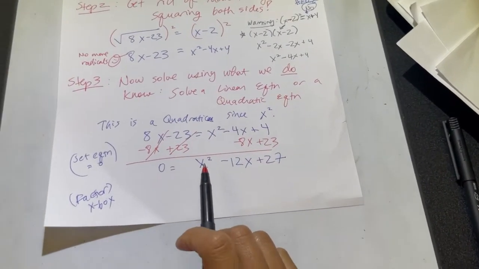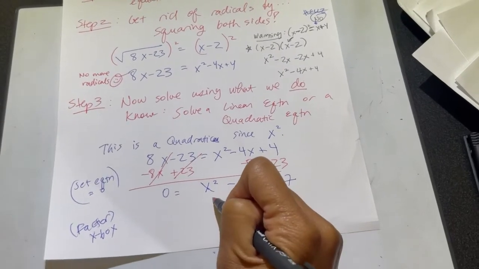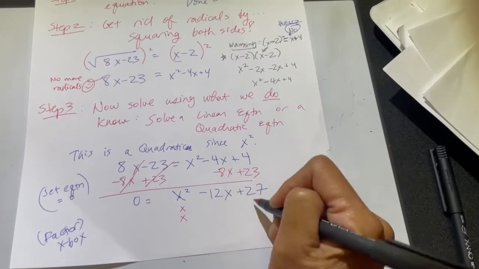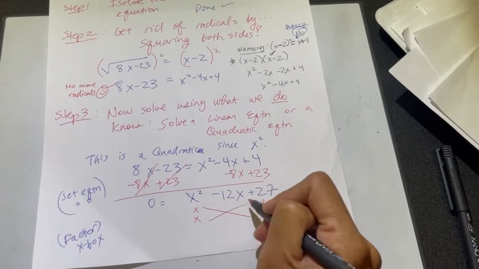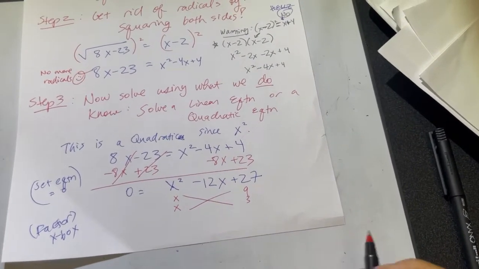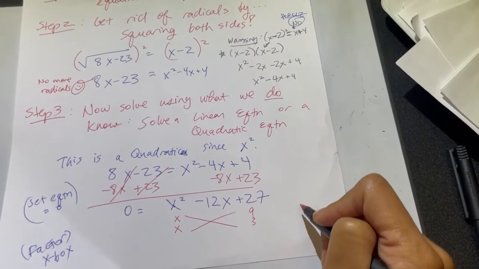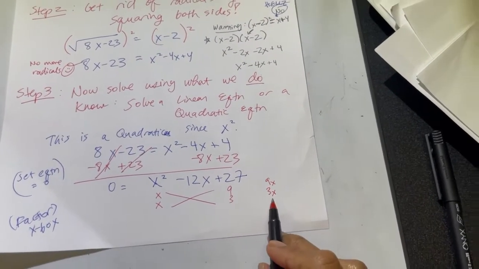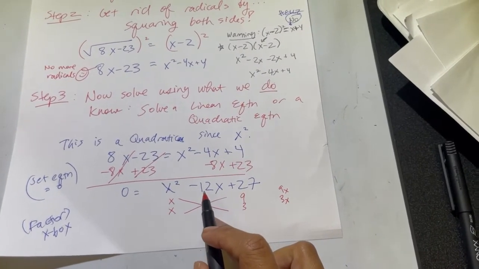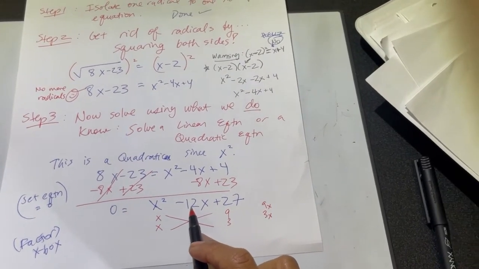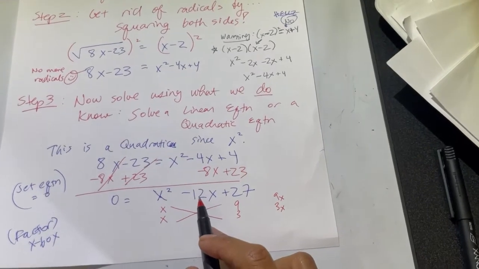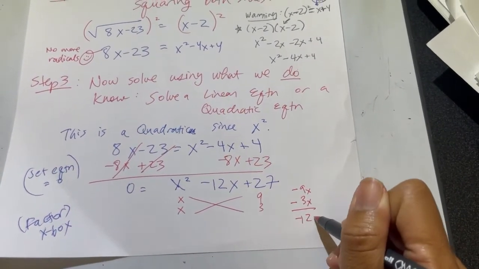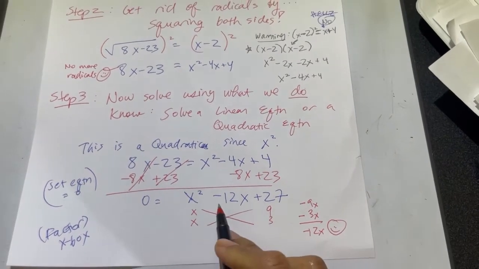2 things I multiply to give me x squared. 2 things I multiply to give me 27. What do I do? What do I get when I X it? I have 9x and 3x. Can I add or subtract that to give me a negative 12x? You can. What do we need to make it a negative 12x? They both have to be negative. If they're both negative, then I do get negative 12x.